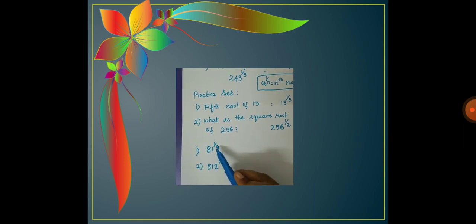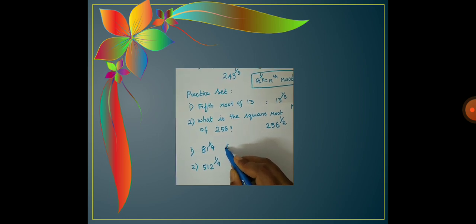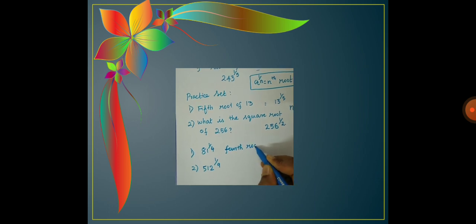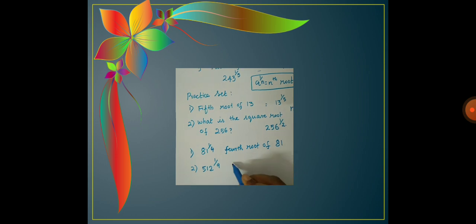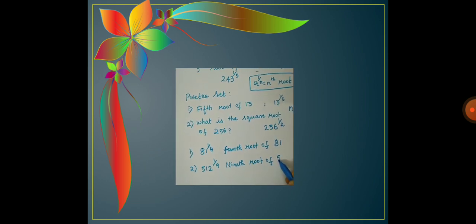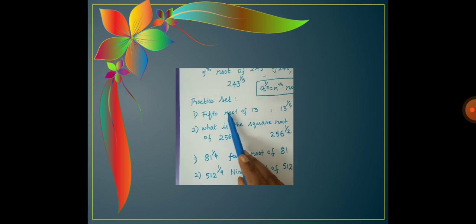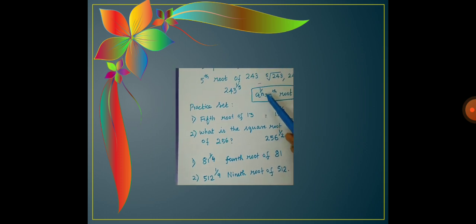Now see here, you have to write it in the root form. 81 raised to 1 by 4. So how will we write it now? Fourth root of 81. Here, ninth root of 512. Is it easy?